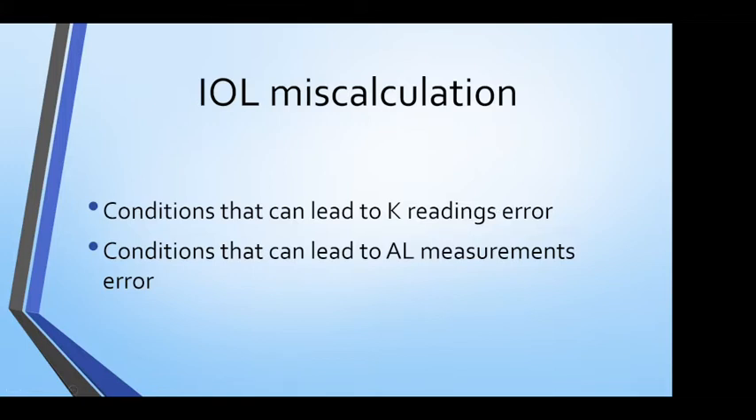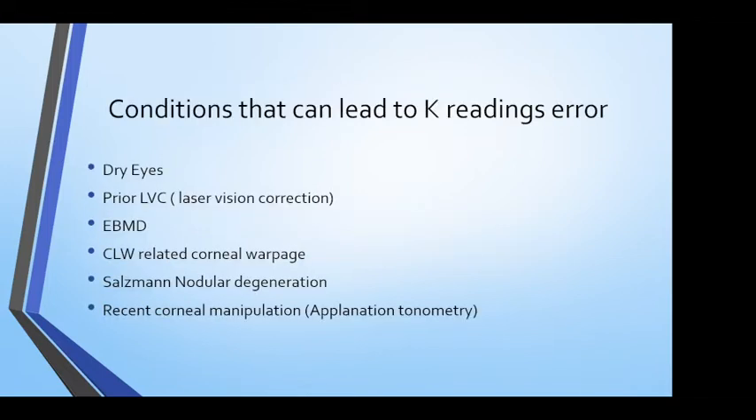So the common one that always comes to mind is IOL miscalculation, and that could be due to a condition that leads to a corneal or K readings error, or a condition that can lead to an axial length measurement error. The ones that lead to corneal K readings error include dry eyes, prior laser vision correction, epithelial basement membrane dystrophy, corneal warpage, Salzmann nodular degeneration, recent corneal manipulation like applanation tonometry, or trauma. A scar from trauma could also affect that. Therefore, in my practice, whenever a patient comes for their IOL calculation, before they get anything done, any pressure or anything, the first thing is they get their IOL measurement.